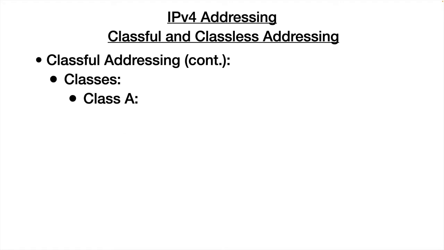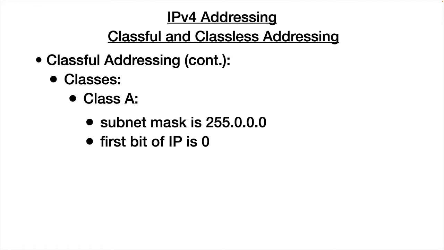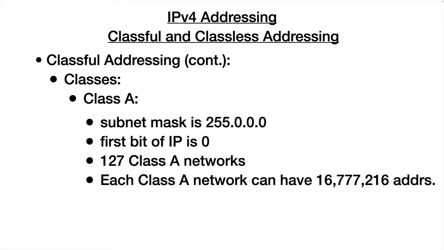We have Class A. Class A has a subnet mask of 255.0.0.0. So on that first byte boundary, the first byte is the network portion and the remaining 3 bytes is the host portion. And in a Class A address, if you break it out in binary, the first bit of the IP is always 0. So that means we have 1 to 128. So there are 127 Class A networks. Each of these Class A networks can have almost 17 million addresses. So they're really, really huge.